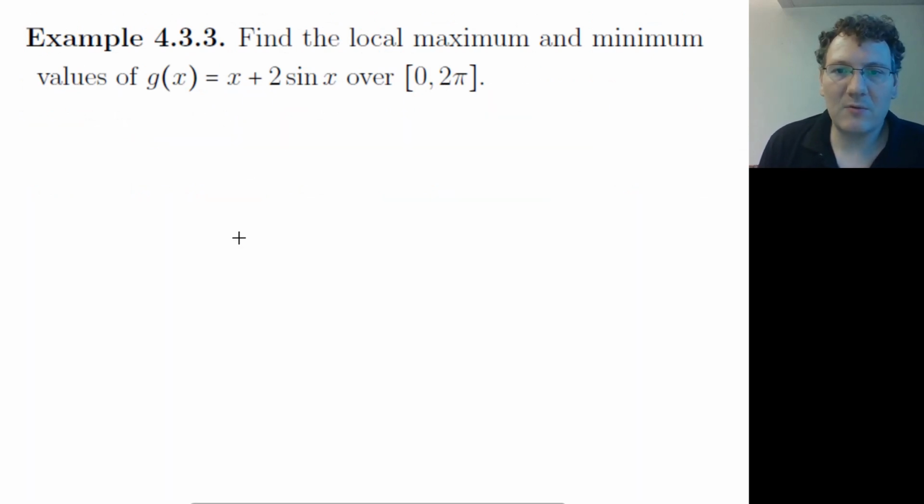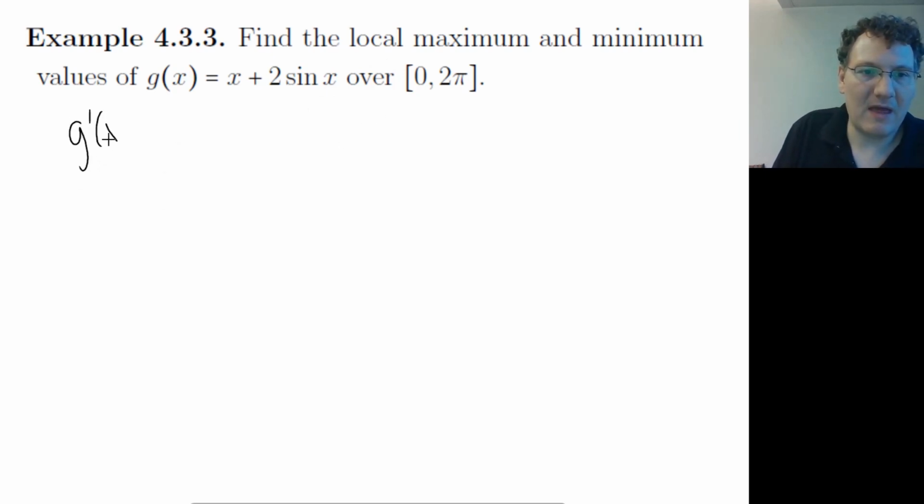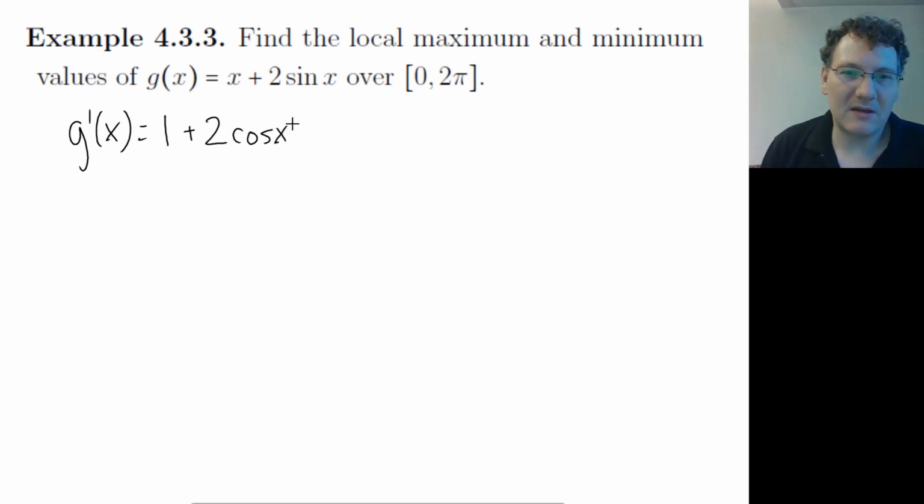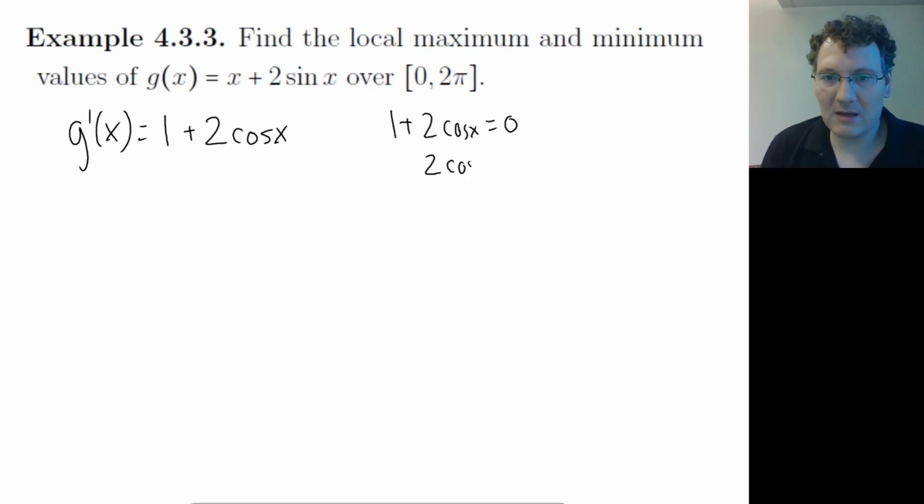Okay, now let's take a look at another function. Let's find the local maximum and minimum values of g of x equals x plus 2 sine of x over the interval from 0 to 2 pi. The derivative of g is going to be 1 plus 2 cosine of x. Let's see if there's any times when this is equal to 0. 1 plus 2 cosine x equals 0. Well, that's when 2 cosine of x is equal to -1, otherwise known as cosine of x equals -1/2.